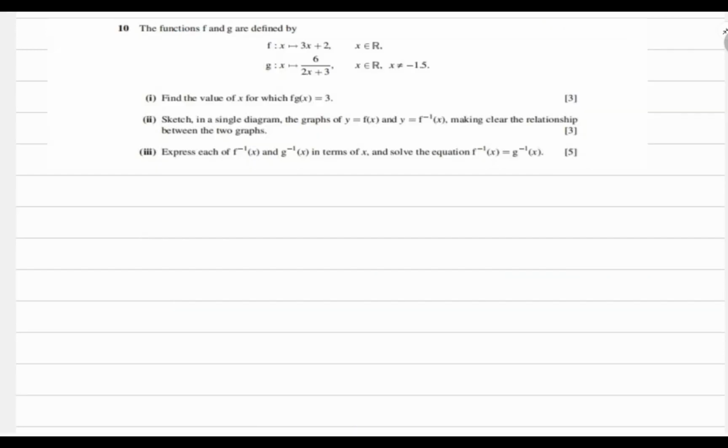Next question. The functions f and g are defined by f of x is equal to 3x plus 2, where x is an element of real numbers. g of x is 6 over 2x plus 3, where x is an element of real numbers and x is not equal to negative 1.5. Find the value of x for which f of g of x is equal to 3. So that's for 3 marks.